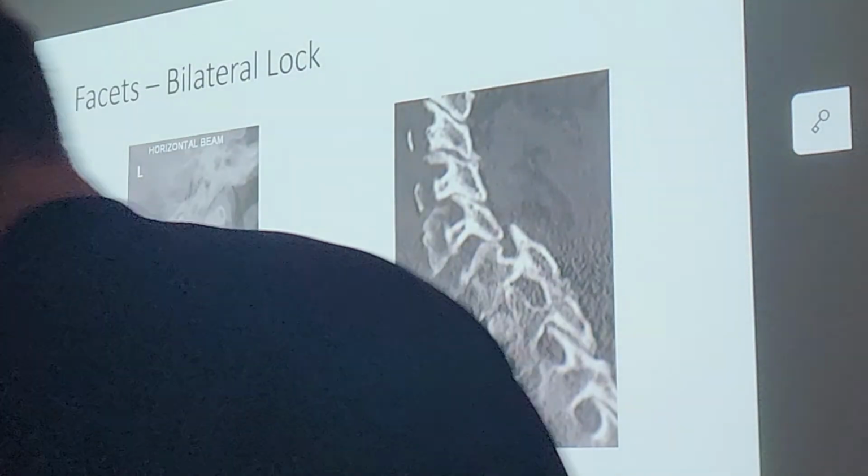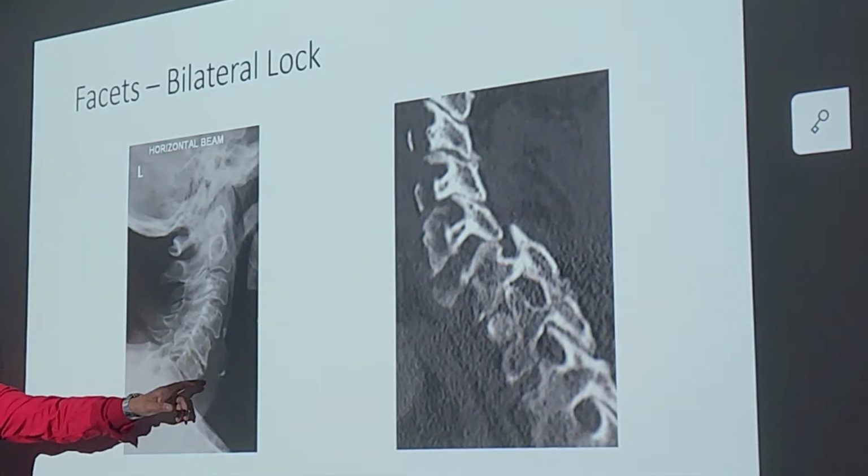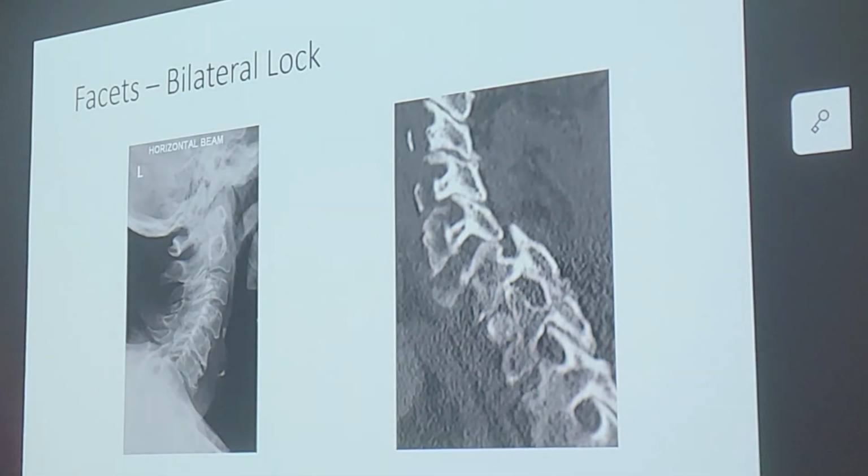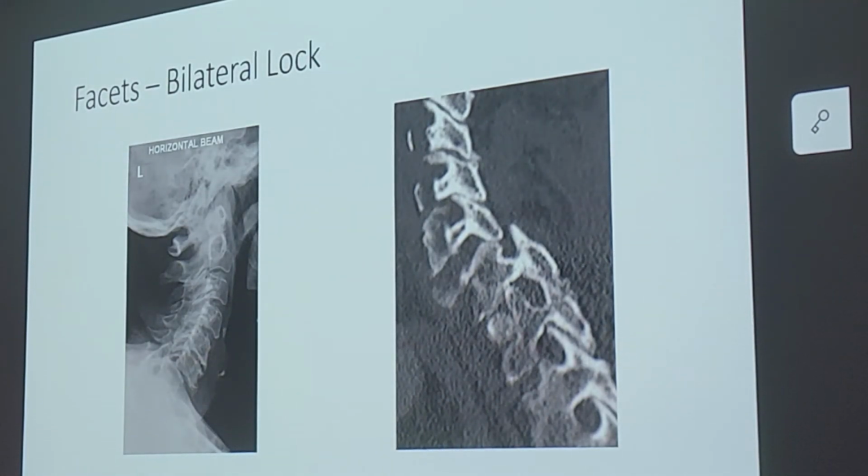So can anyone see the fracture? The bilateral lock right here? Yes. Number 7. It's right here, guys, right? So whenever you find a specific region, you always want to put the number of the superior and the inferior vertebra.